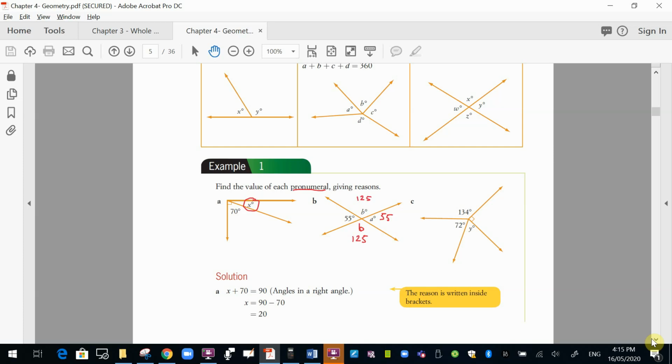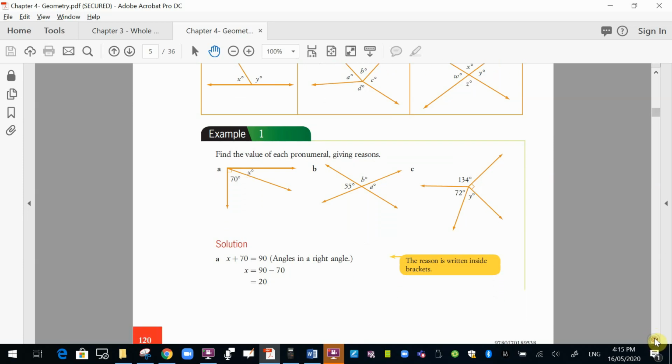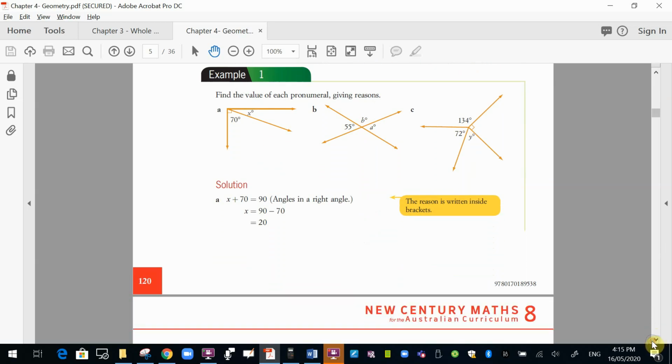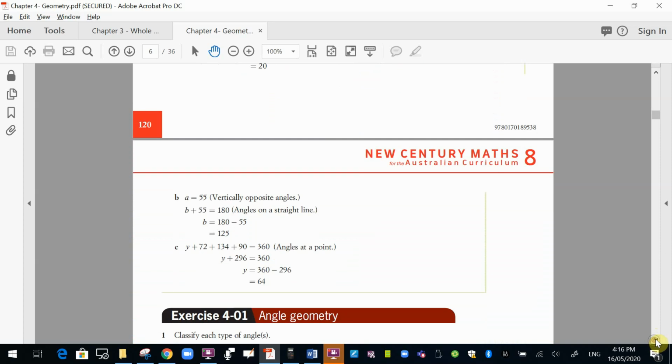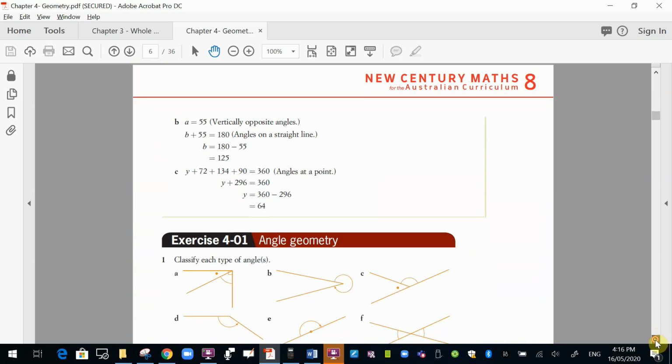So we need to know 360 for a circle, and that should total up to 360. Angles around a point also add up to 360. We've got a 90, 134, 72, so you have to find whatever's missing, which adds up to 360. And I'll just see if I'm correct here. Yep. Okay, all good. So it's a lot of adding up or taking away from 360 or 90.